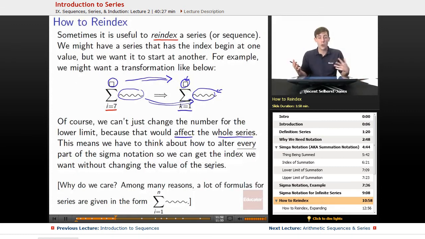They're going to wind up becoming different things. Otherwise, if we start at one starting place and then we just change the starting place and we don't do anything else, you're going to have different values coming out. So since we want the same value to come out of our two ways of talking about it, we have to alter every part of the sigma notation so that we can get the index we want without changing the value that comes out of it.